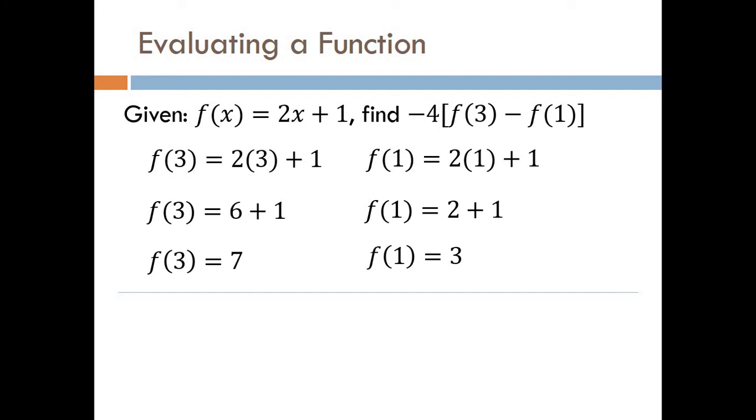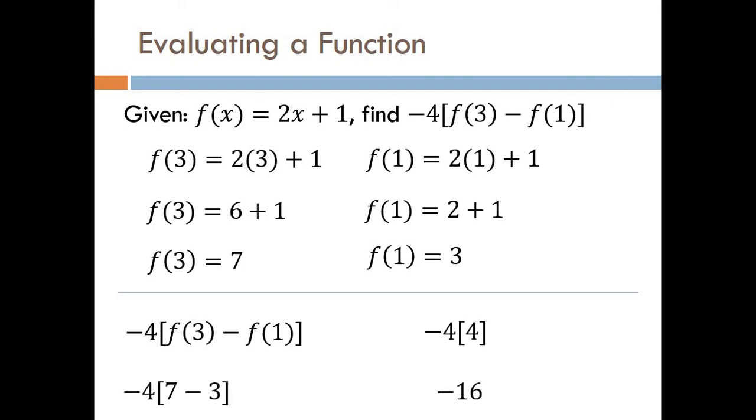Now, once we have the output for f of 3 and for f of 1, we proceed with solving negative 4 times f of 3 minus f of 1. So, we do the substitution. So, 7 minus 3, then we multiply it, then we get negative 16. Alright? You got how to solve it.